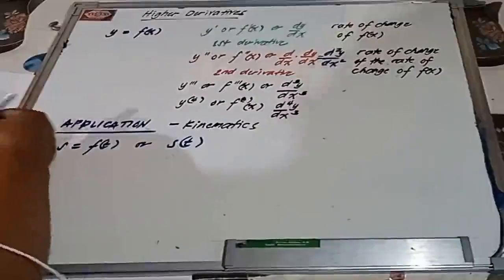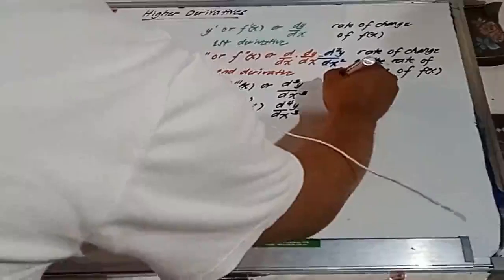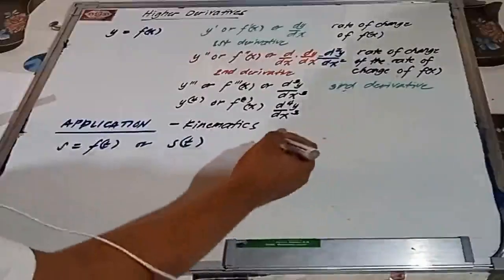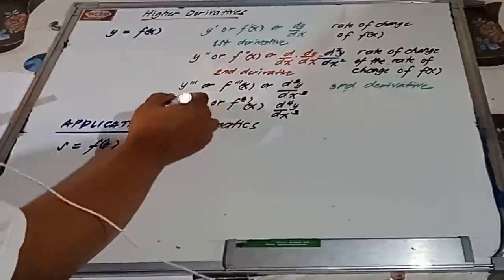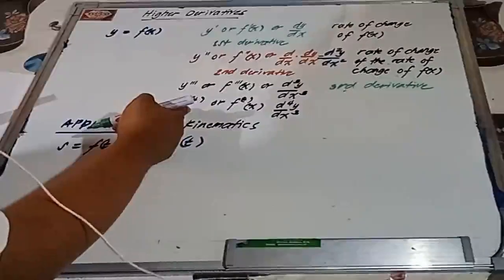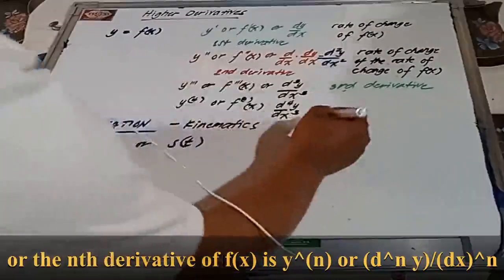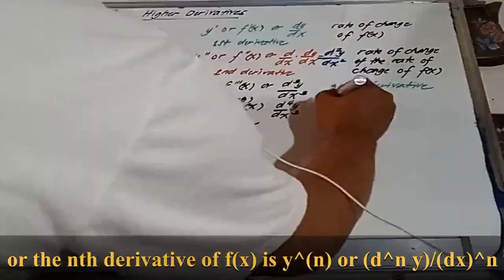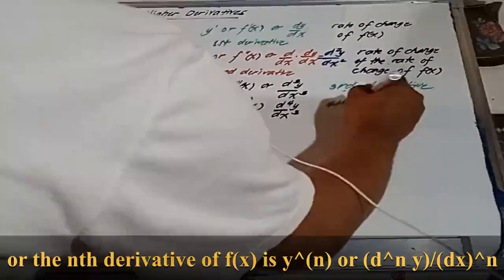Okay? So ito yung third derivative. And for the fourth derivative, we can use this symbol to denote the fourth derivative of the function f of x, or this one, d to the fourth y over dx to the fourth. Okay? Fourth derivative.